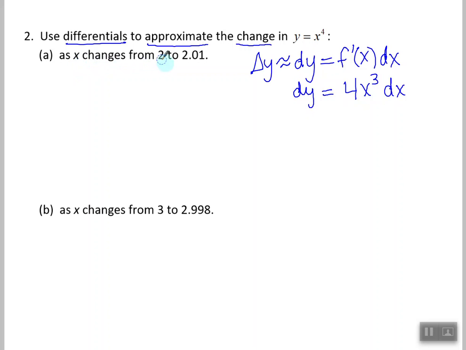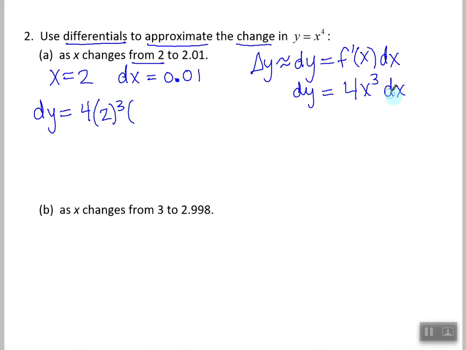Let's apply that as x changes from 2 to 2.01. So if x changes from 2, that means x starts as 2. And if it changes to 2.01, then 0.01 has been added to 2. So that means my change in x, or differential of x, dx, equals 0.01. Now I plug those in to what dy is. So I have dy equals 4, instead of x cubed, it's 2 cubed, instead of dx, it's the value of dx, 0.01. I compute that, which is 4 times 8 times 0.01, and that makes 0.32. So the change in y is approximately 0.32 as x changes from 2 to 2.01.